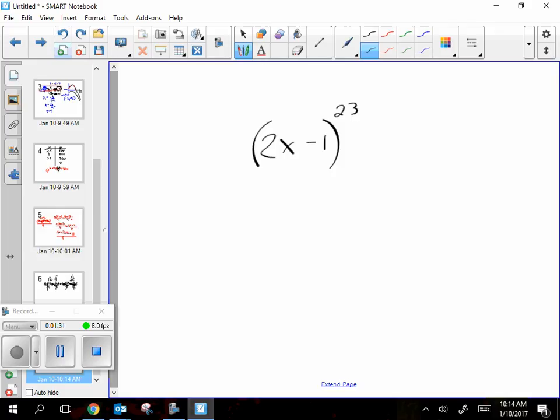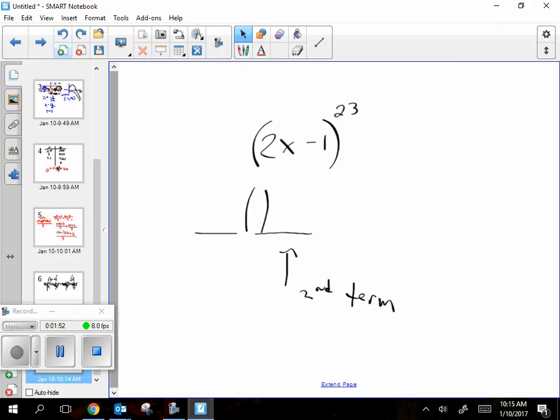All right. I would like you to try to remember how you find, without Pascal's triangle, the second term in that big sequence. Everybody find all of it, not just that thing in front, but find the whole answer for the second term of 2x minus 1 to the 23rd. I'll pause for a moment.